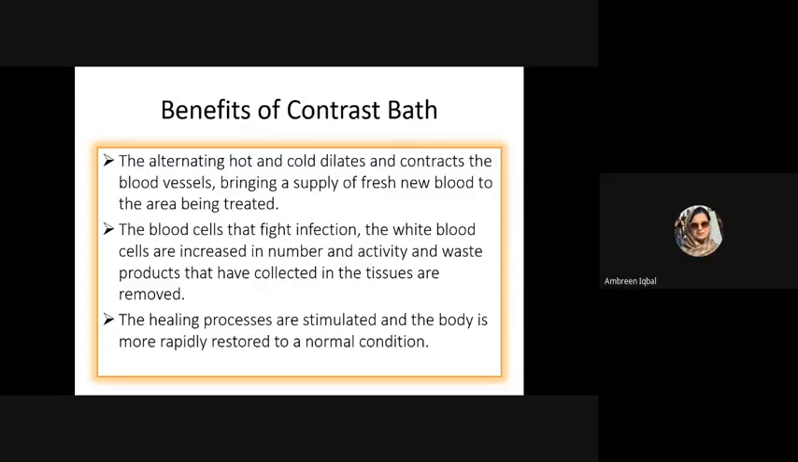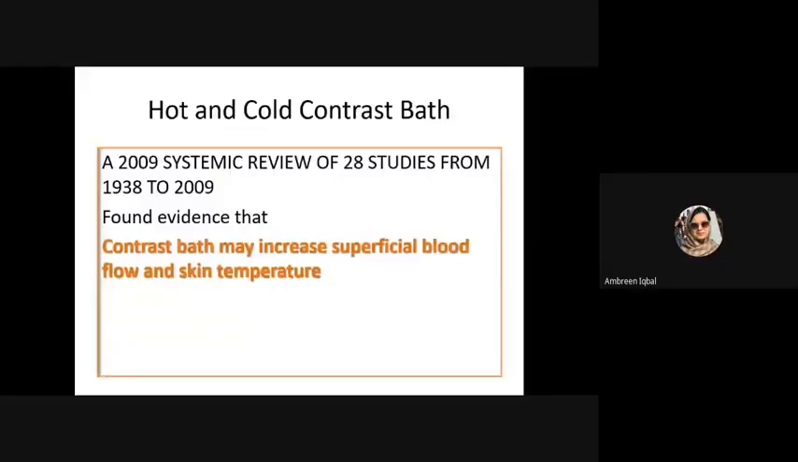Coming towards our 2009 systematic review of 28 studies from 1938 to 2009, it found evidence that contrast bath may increase the superficial blood flow and the skin temperature. So this evidence is also going to prove that the contrast bath is going to increase the superficial blood flow and also going to raise the skin temperature.